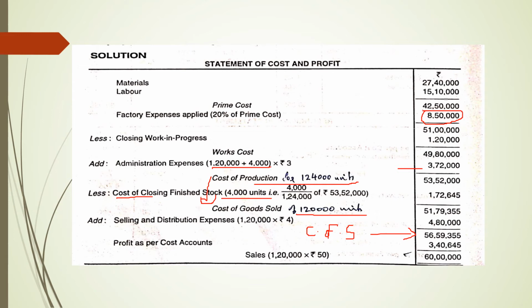Then we have to compare the cost of sales with the total sales. Total sales becomes 60 lakh. So take the difference of these two. We get the profit as per cost account as 3,40,645. While writing the solution in your notebook, first clearly understand the procedure of the solution and write it clearly in the notebook.